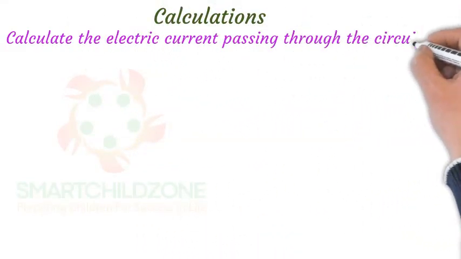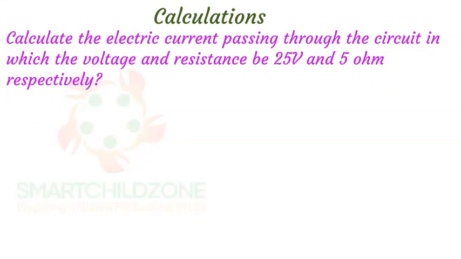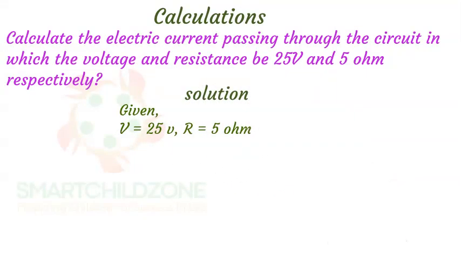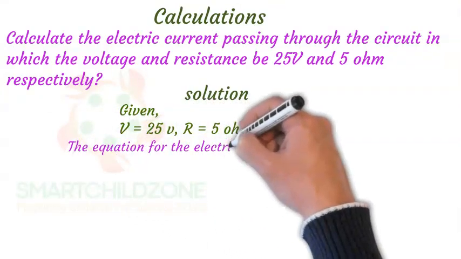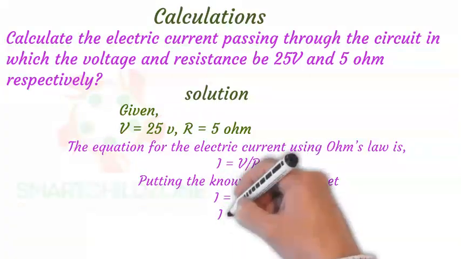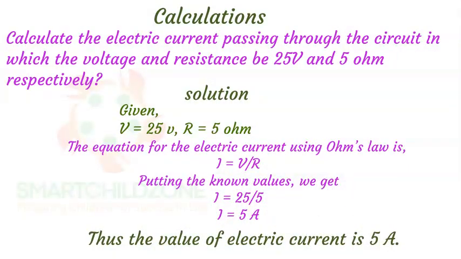Calculate the electric current passing through the circuit in which the voltage and resistance is 25 volts and 5 ohm respectively. Here, we have to apply Ohm's law formula. Thus the value of electric current is 5 ampere.